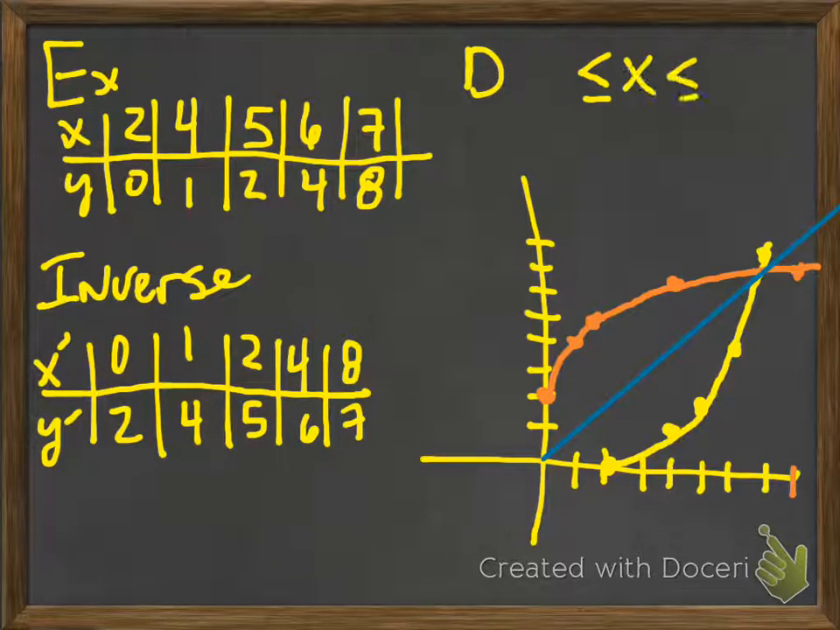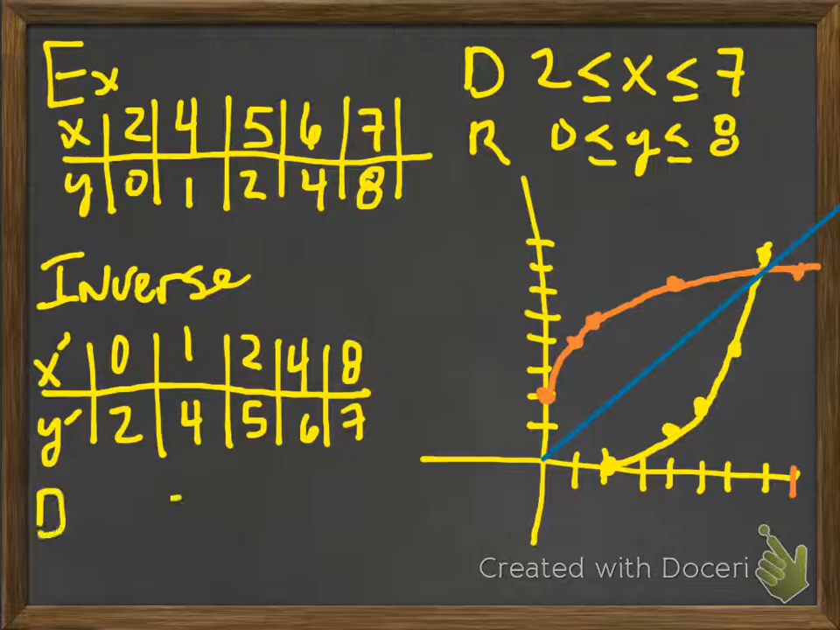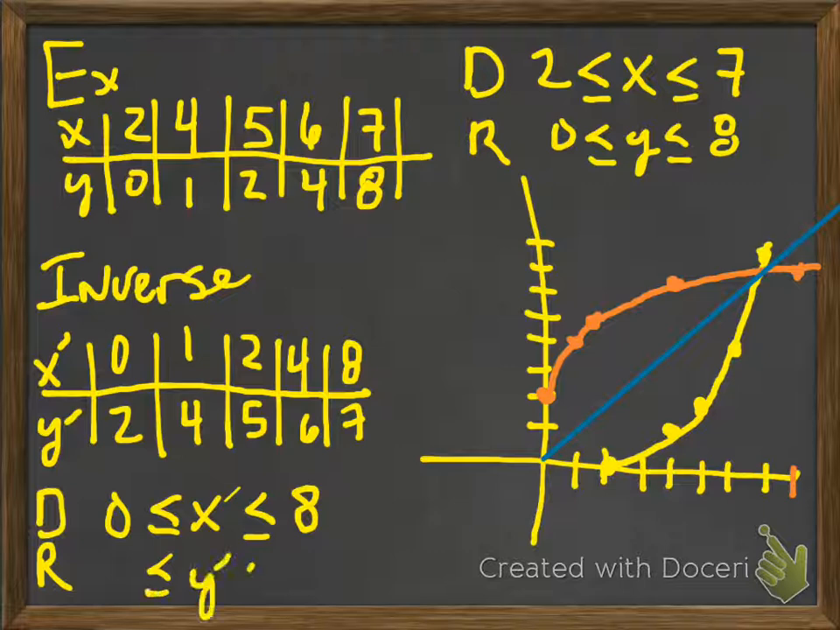And then let's look at the domain. The domain for the first one was from 2 to 7, and the range was from 0 to 8. Now notice the domain and range for the second one. The domain, for the x's, is 0 to 8, and the range is 2 to 7. So notice how those flip-flopped also. So like I said, this is something that's fairly easy, shouldn't be that hard.